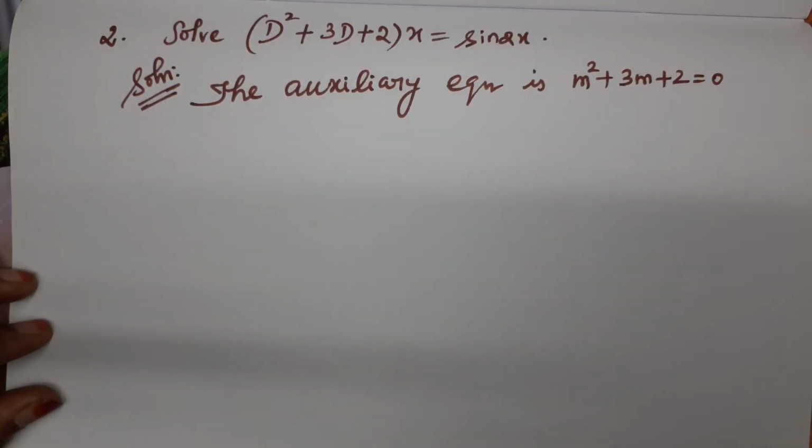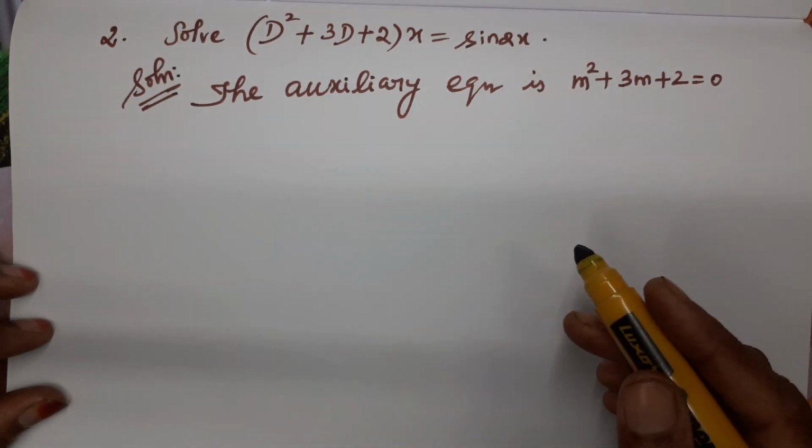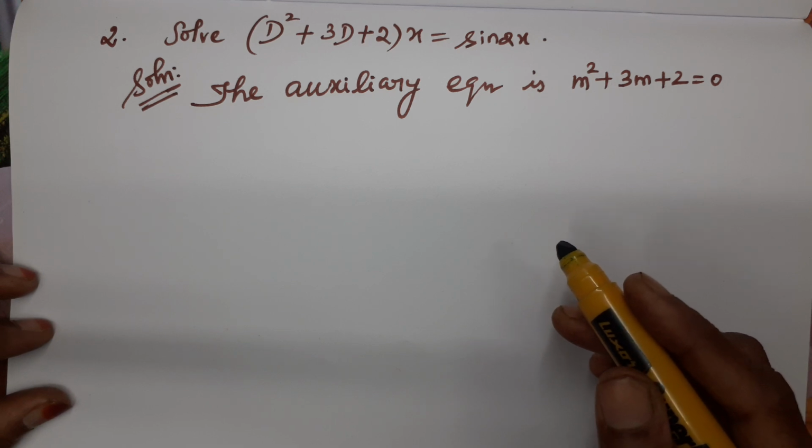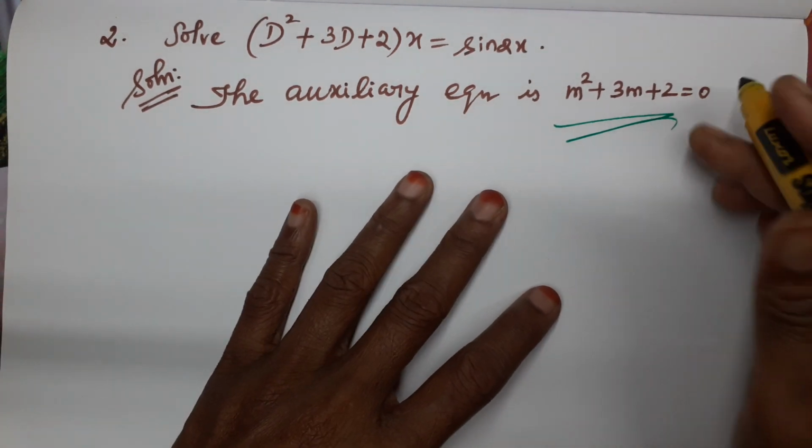The next problem we have is to solve (D² + 3D + 2)x = sin 2x. First we have to write the auxiliary equation: m² + 3m + 2 = 0. We have to find the roots of the equation. How to find the roots?